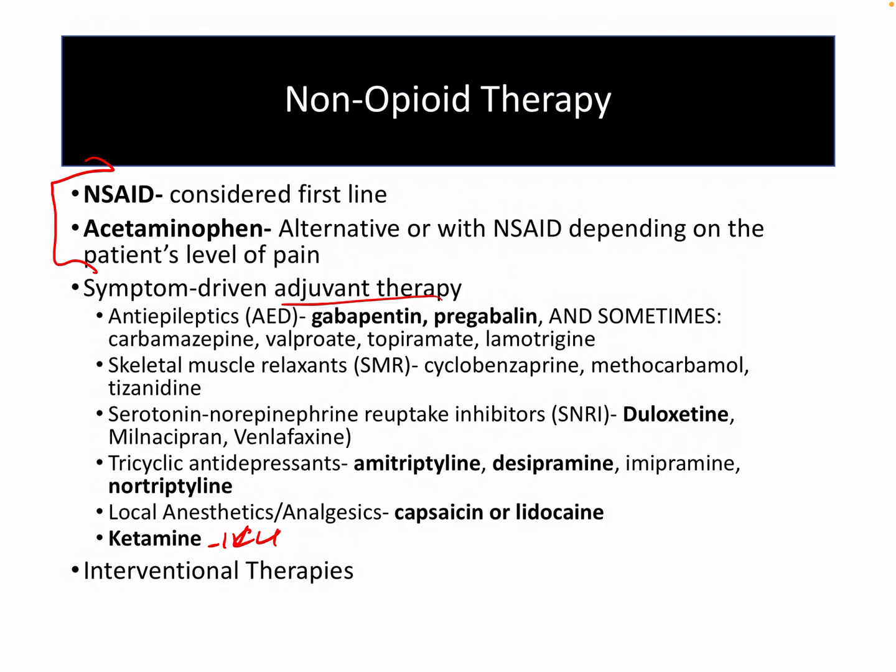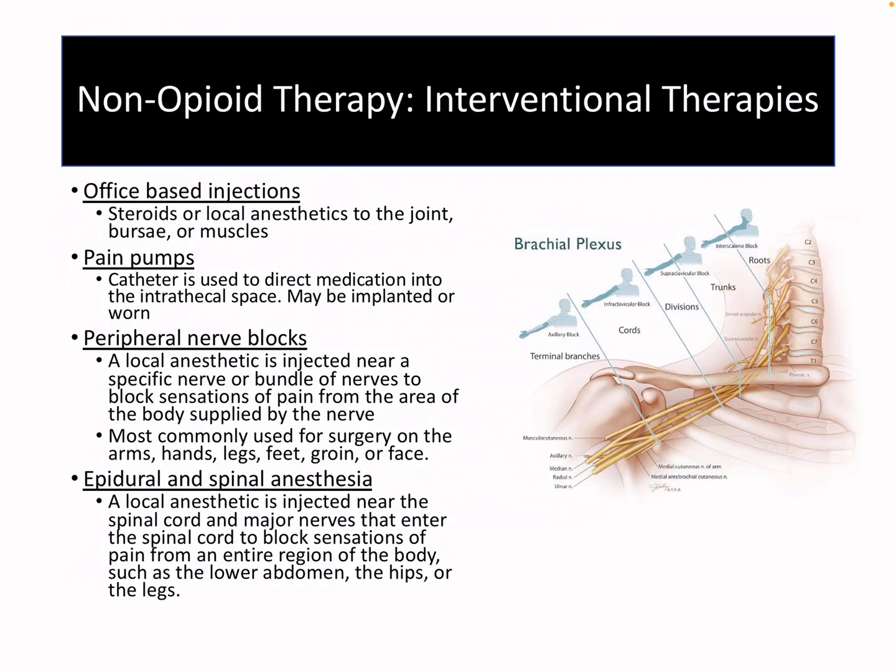You also have an option for interventional therapies. The idea here is that you do some sort of intervention other than opioids to try to relieve a patient's pain. This can be something as simple as an office-based injection, such as getting steroids directly into a joint or an injured space. Pain pumps, where they place a catheter intrathecally and they use it to direct medications directly into the intrathecal space. These can either be implanted, so I had a patient recently who theirs was completely implanted and they had no control over, or these can be worn as like a pack.